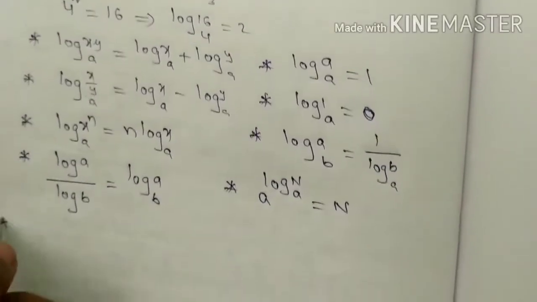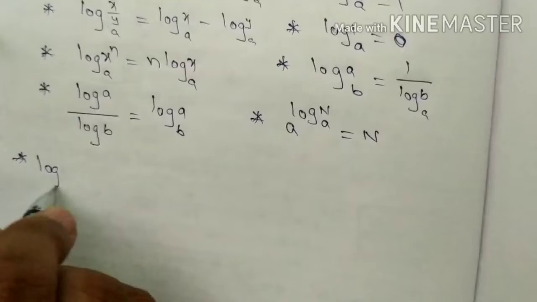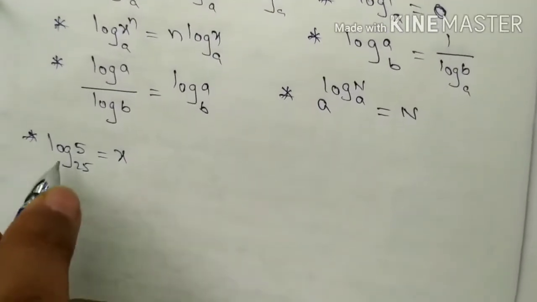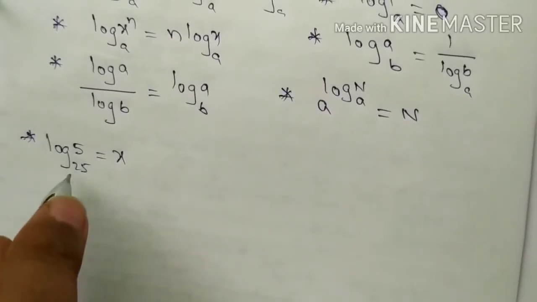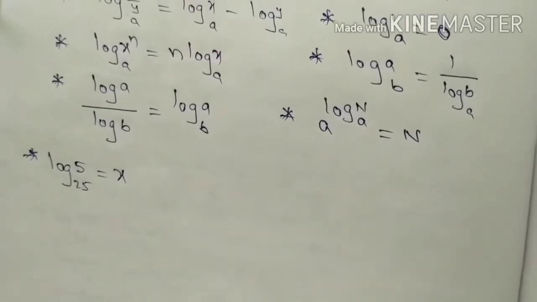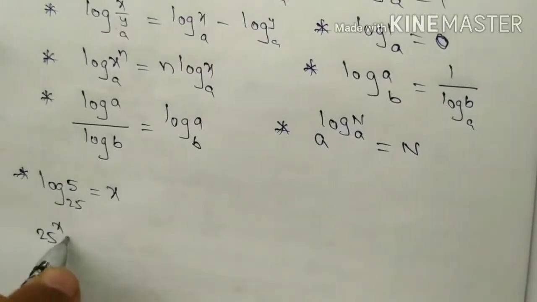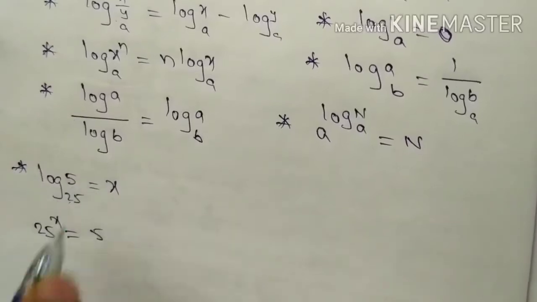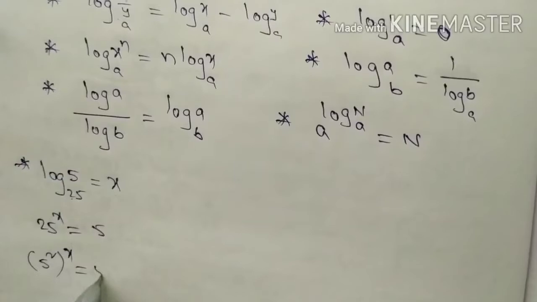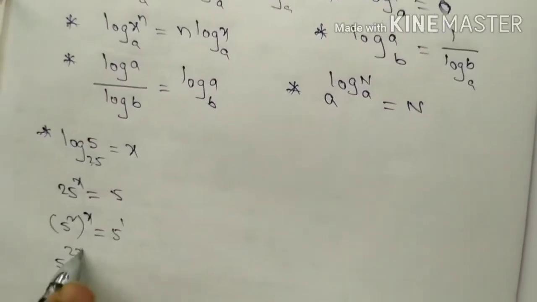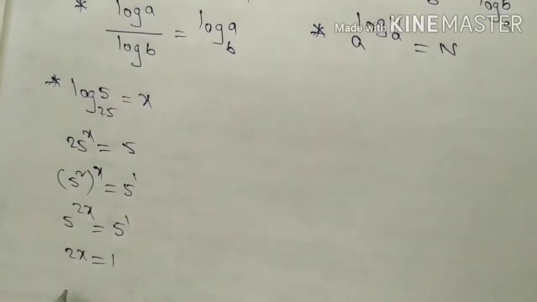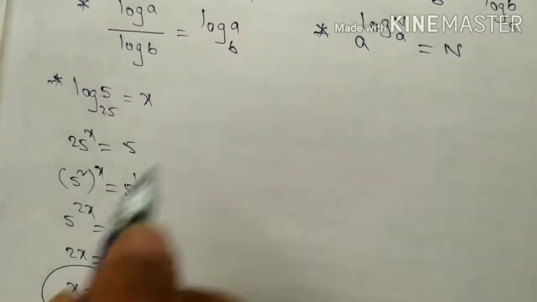So a few sums we have to discuss. Find the value of log 5 to the base 25. Let us take it as some x. Write first the exponential form: 25 power x is equal to 5. So 25 is written as 5 square, whole power x is equal to 5. So 5 power 2x, using a power m whole power n. Now 2x is equal to 1, so x is equal to 1 by 2.